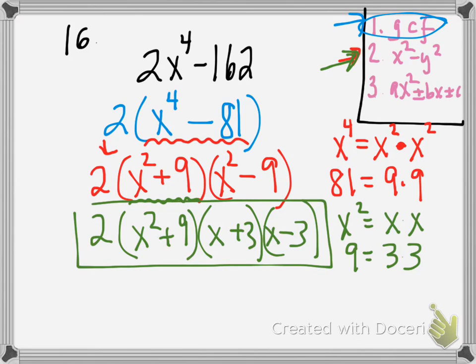So my final converted factored form is a product of these 4 factors.